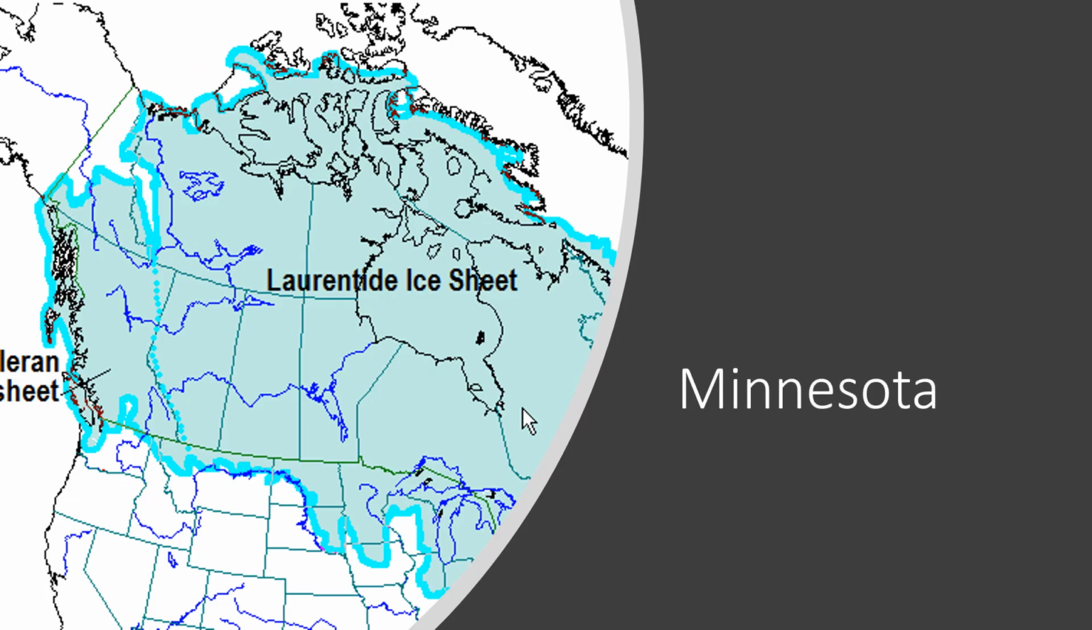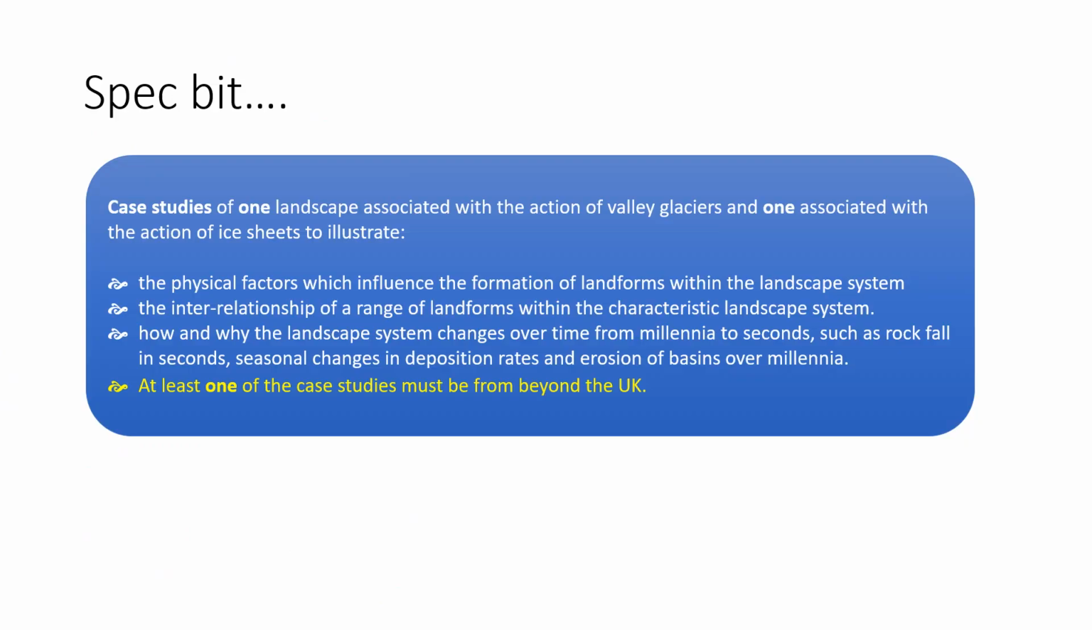Today we're going to be thinking about ice sheets, particularly the Laurentide ice sheet, and what impact it had on Minnesota. So here's the spec bit. We are looking at case studies, particularly looking at a landscape associated with the action of ice sheets, and at least one from beyond the UK.